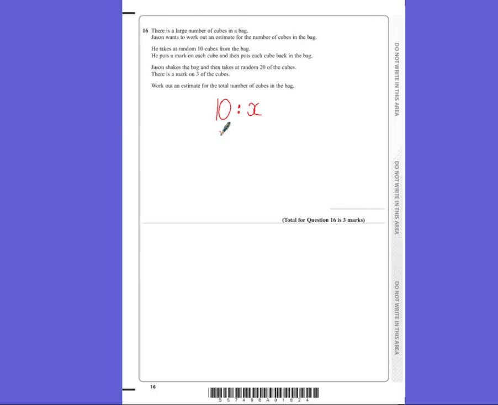And when he does a sample, he pulls out 20 cubes, so the entire population of his sample is 20, and he pulls out 3 marked ones. So these are the marked ones. This is the entire population that we're looking at. So to get from 3 to 10, we are going to multiply by 3.3 recurring. So to get to our full population, we need to multiply by 3.3 recurring. So 20 times 3.3 means that x must be 66.6 recurring, or 67 counters in the bag.